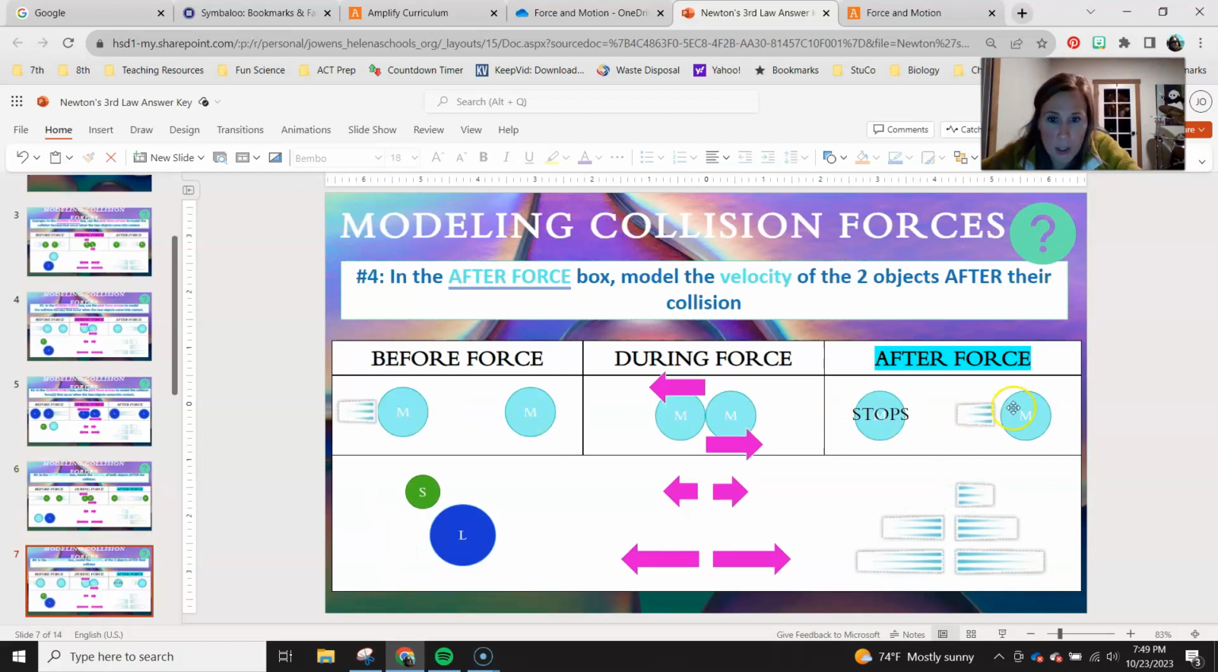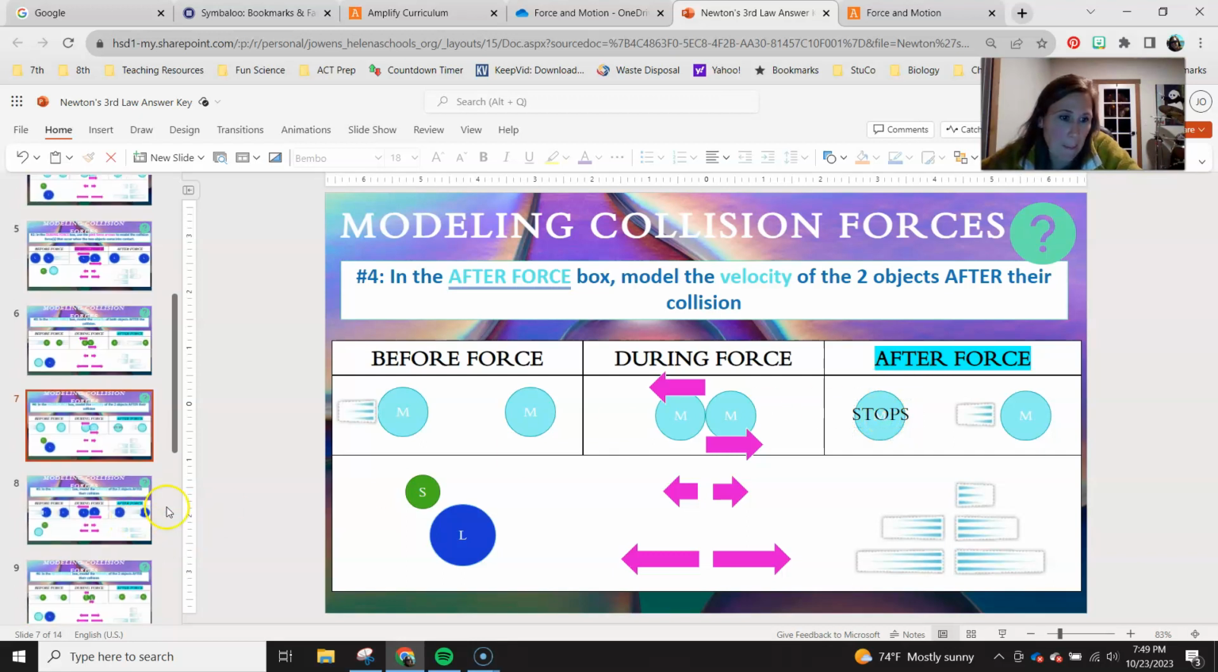Okay, number 4, you guys are doing after force here. This one was moving to the right with a small velocity, and then this one stopped. When they collide, again, I showed you guys that they have equal strength forces, but in opposite direction. This one's going to stop moving. This one's going to start moving to the right with a medium velocity. So again, they kind of flip-flop because of the same mass.